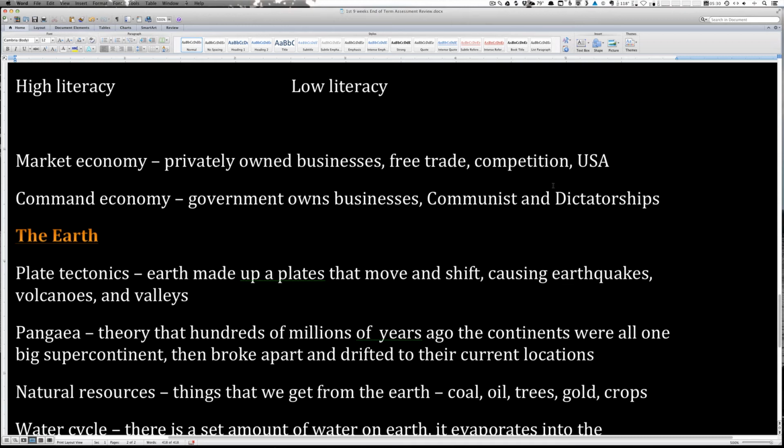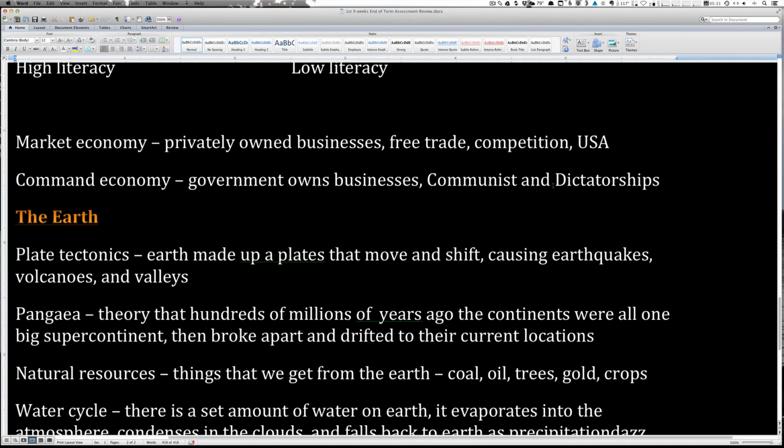So in a market economy like the United States has, you have a lot of competition, you have a lot of choice when it comes to buying things, and prices are relatively controlled. In a command economy, the government owns all the businesses. The government then sets the prices. The government determines what choices you'll have as far as what you can and can't buy. You find command economies more commonly in communist countries and dictatorships, where the governments have total control of everything.